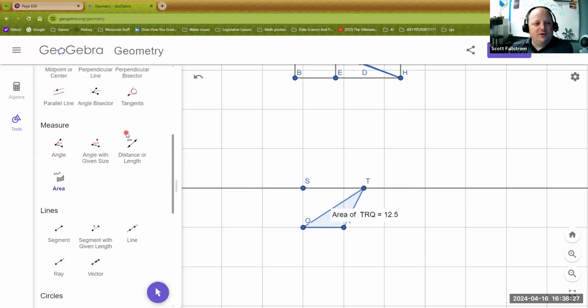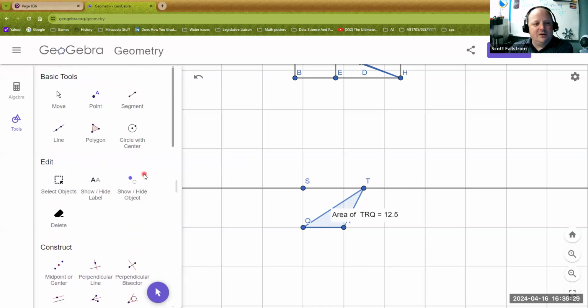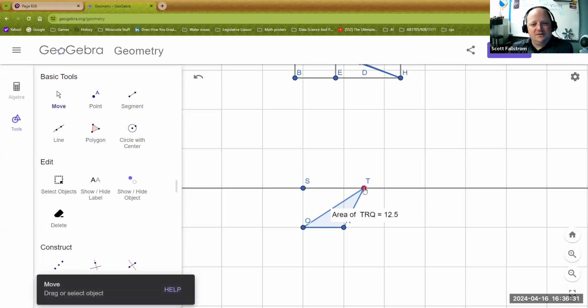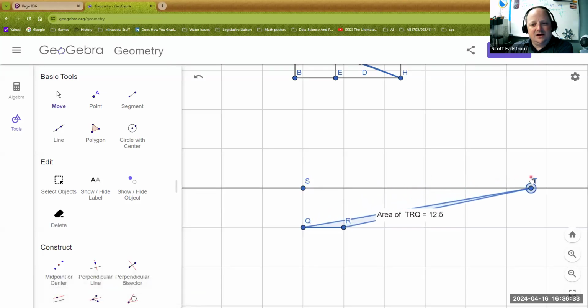Area is 12.5. But if you come up here and grab this point and drag it down the line, the area of this shape, even though it's really stretched out, is still 12.5 because it has the same base and the same height.